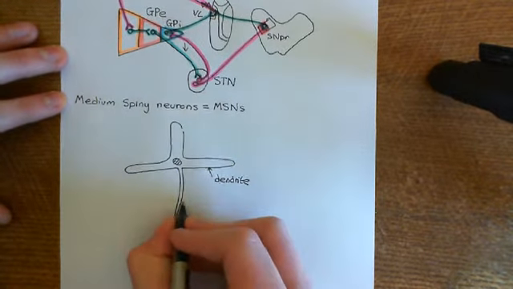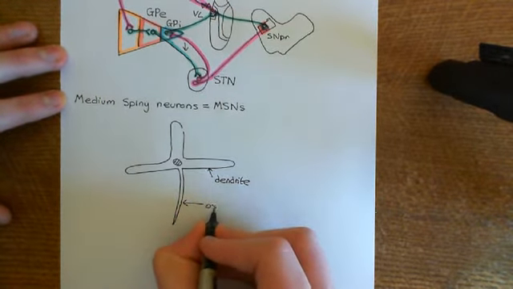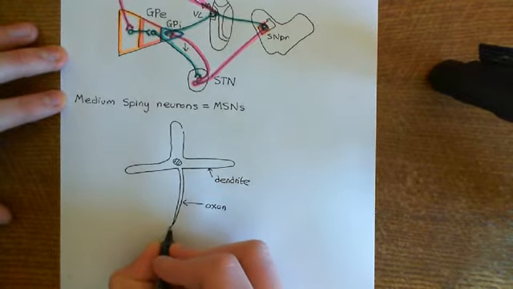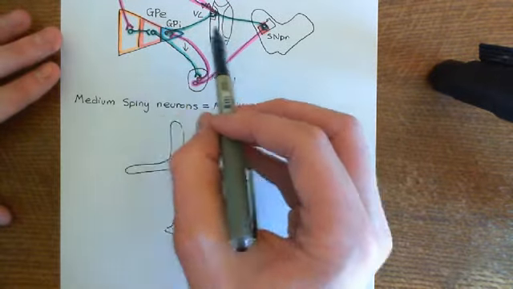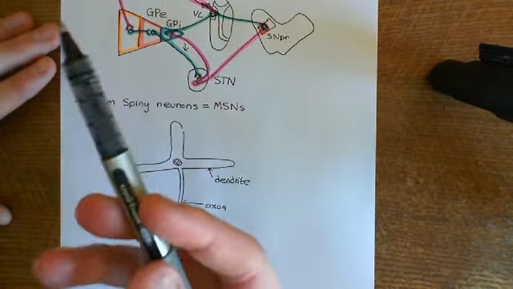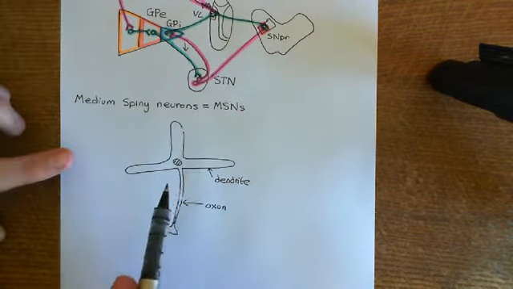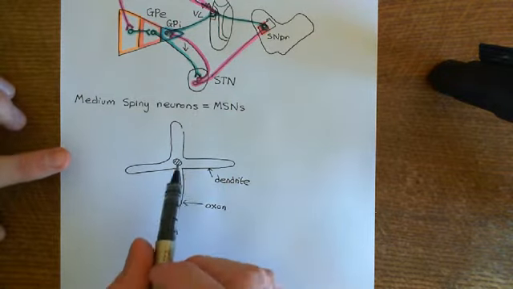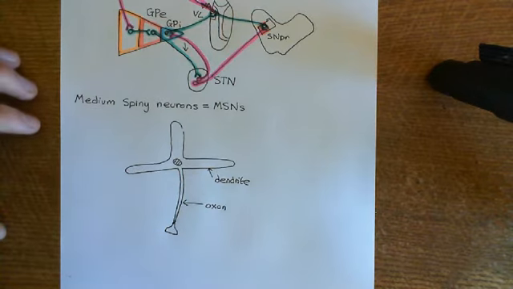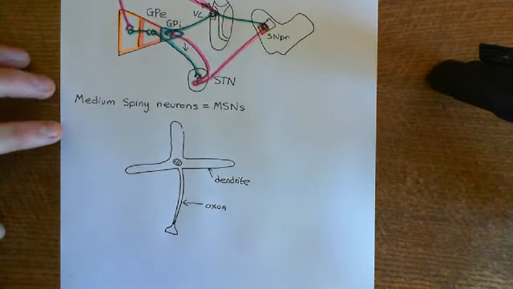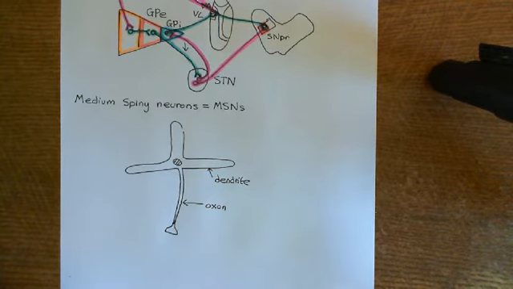This is the axon of the medium spiny neuron, which will end with an axon terminal which will release GABA here, which will be going into either the internal globus pallidus or the substantia nigra pars reticulata if it's a direct pathway medium spiny neuron, or it will be going into the external globus pallidus if it's an indirect pathway medium spiny neuron. Now the reason they're called medium is simply because they're medium size.